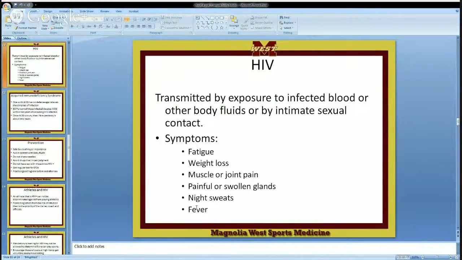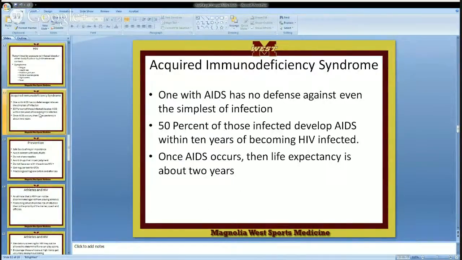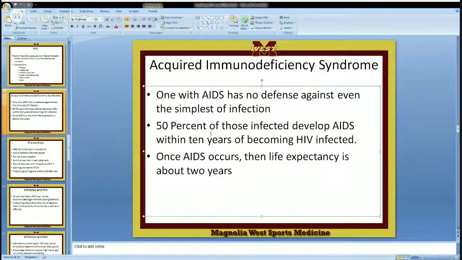What are the symptoms of HIV? Jaundice is not one of them, so don't put it down on both. Slide 12. How many of those infected with HIV would develop AIDS? Well, we're moving stuff around. Here we go, right there. 50% of those infected develop AIDS within 10 years of becoming HIV infected.